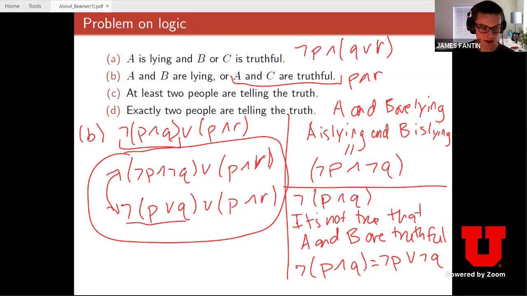So were there any more questions? This one's a little bit tricky on the B, but were there any more questions on this one?